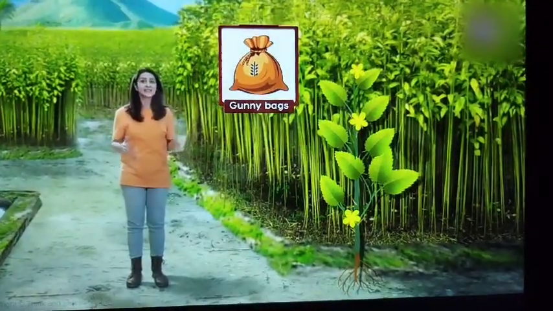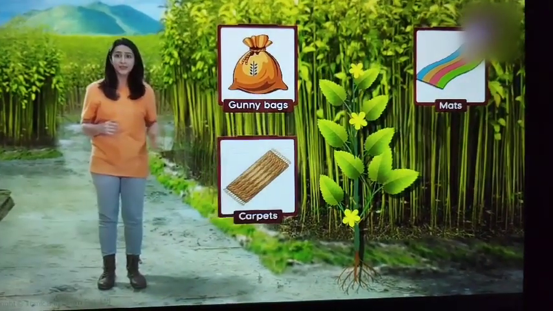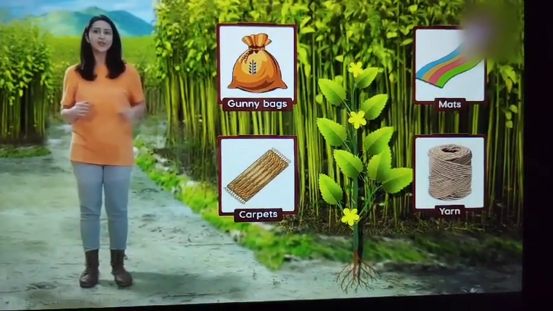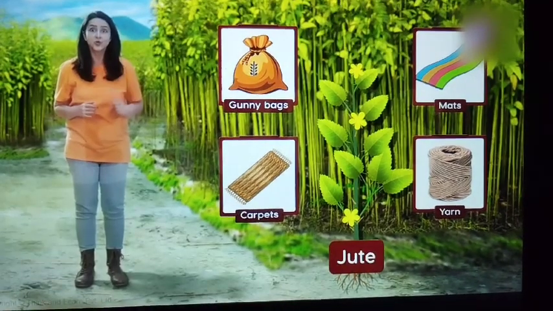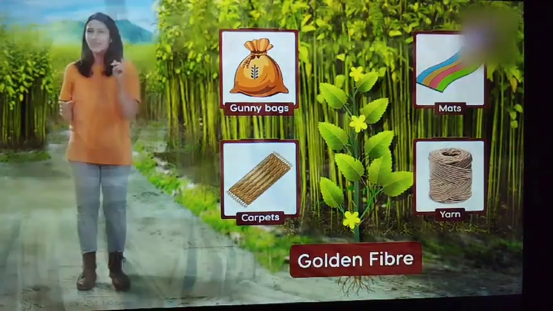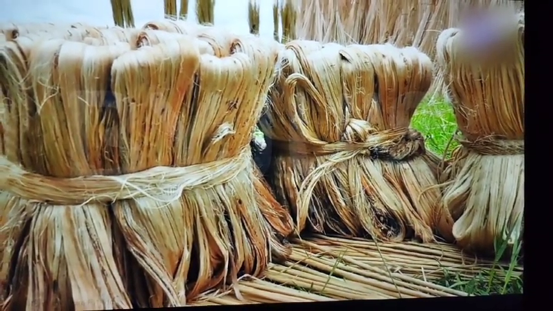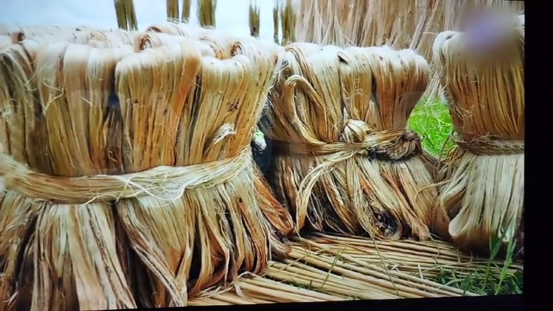The gunny bags that are used to store grains, mats, carpets, yarn, and other items are made from jute, also known as golden fiber. This special name is given to jute because of its golden brown hue, as well as its importance to the economy.